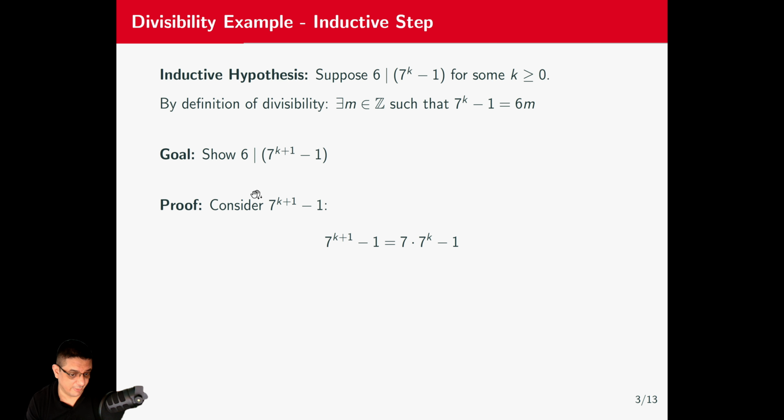So first, let's check 7 to the k plus 1 minus 1 and put this in terms of something that we can manipulate. So 7 to the k plus 1 minus 1 equals 7 times 7 to the k minus 1. Now, this is something we cannot yet work with, since this 7 is in here. However, we can break it apart by adding and subtracting 7. So if we add and subtract 7, notice what happens. Then we factor out the 7, and we get 7 times 7 to the k minus 1, and then this 7 minus 1 becomes a 6.